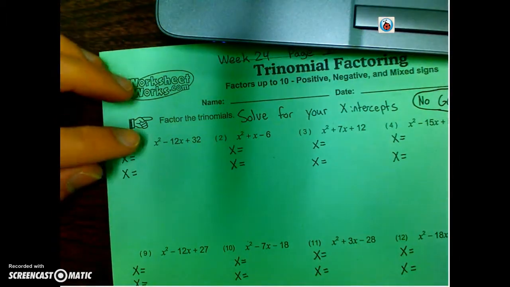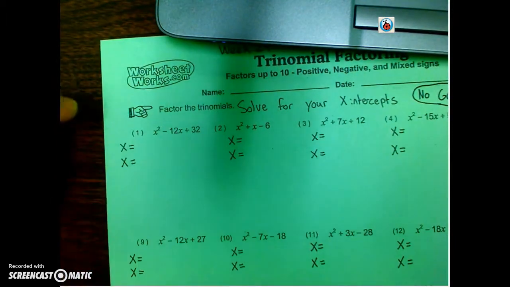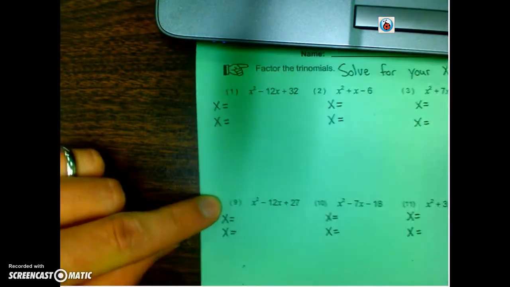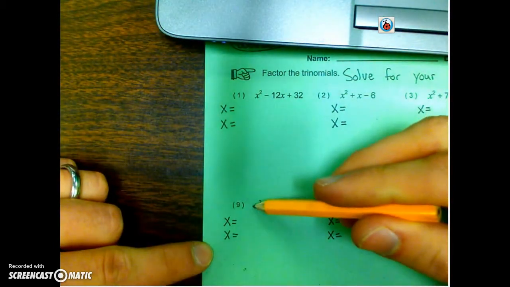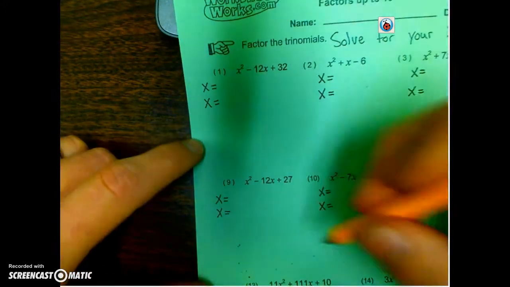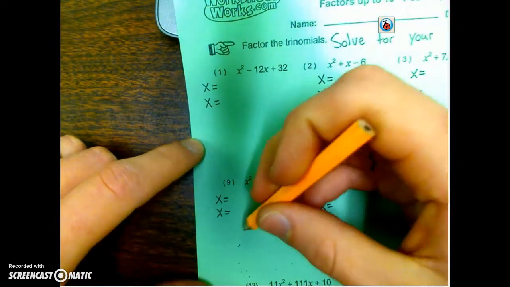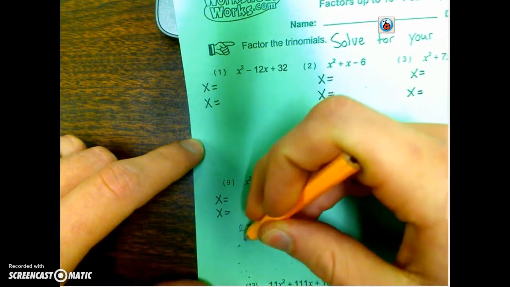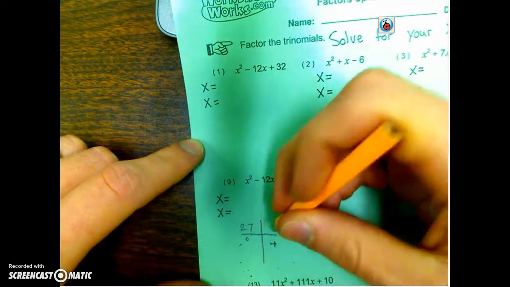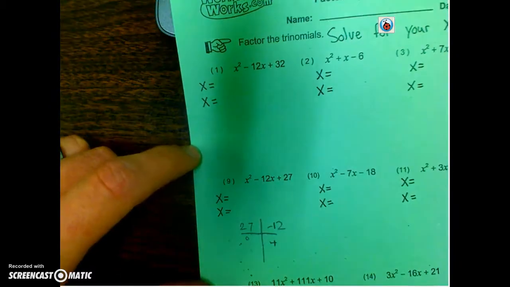All right, so I'm looking at the first one. This one's a little easier. Actually, we won't look at number 3. Let's skip down here to, let's just go to number 9. All right, now I see that there is no a value. I don't have a number with my x squared. That's going to make it easier for me because all I'm going to have to do now is figure out what numbers multiply together to give me a 27, that also add up to give me a negative 12.